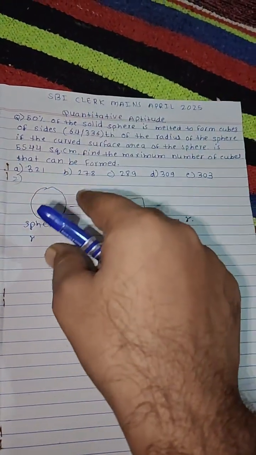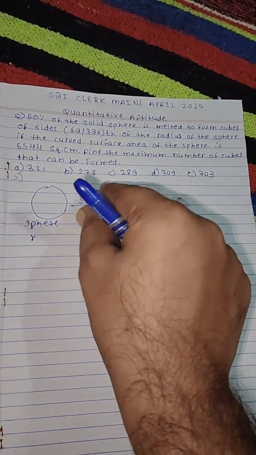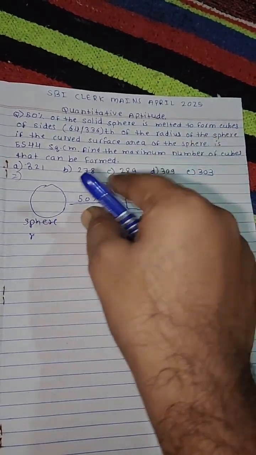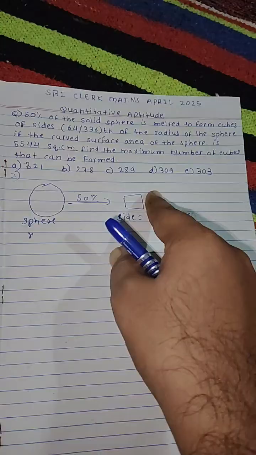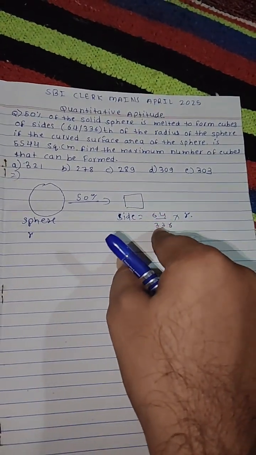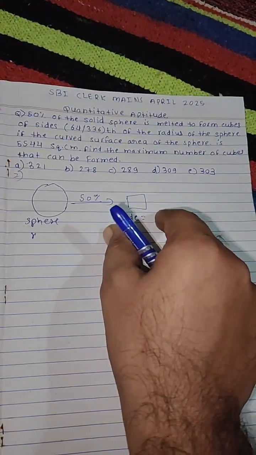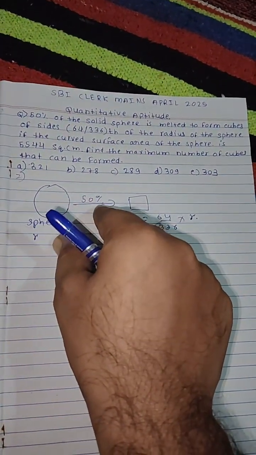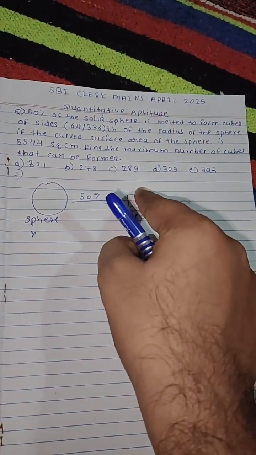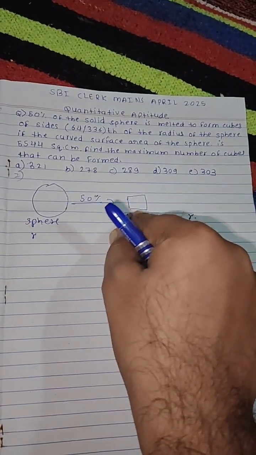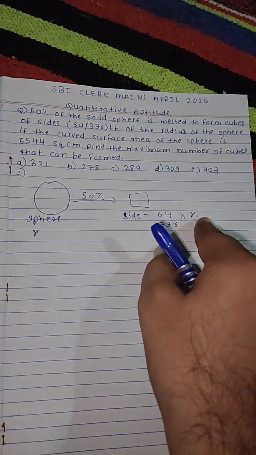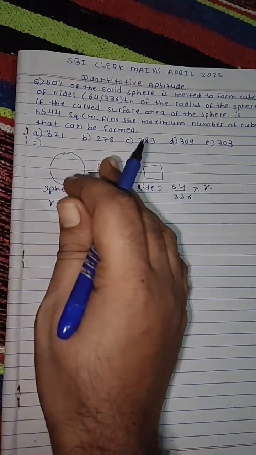Once again I will explain. Initially the sphere is there, and we melted 50%. After that we need to find, in that 50%, how many cubes of this side are formed. So we will solve it step by step.